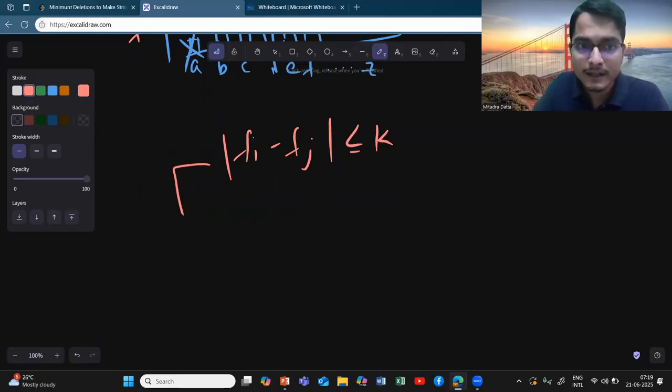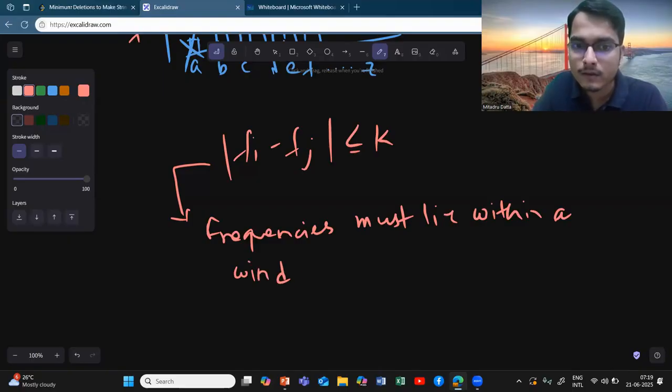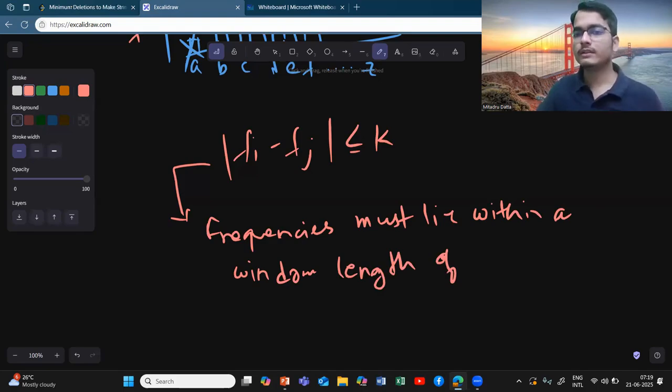This means nothing but all frequencies must lie within a window range of k, within a window length of k. Okay, so that's what it means. That much it means. Frequencies must lie within a window range of k and not a particular frequency.